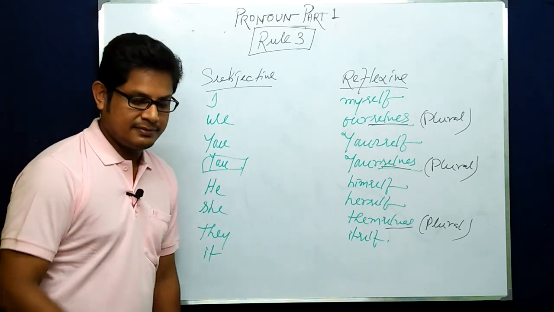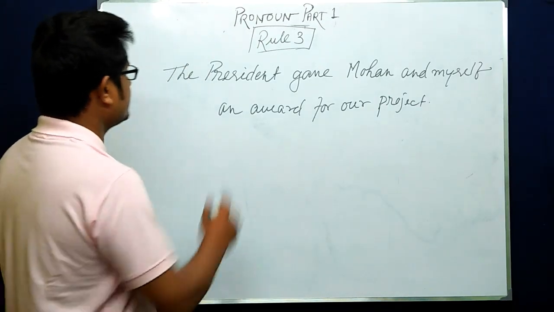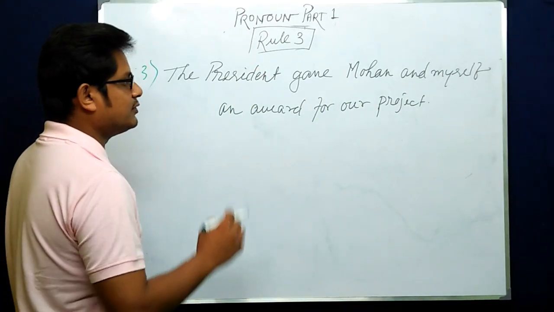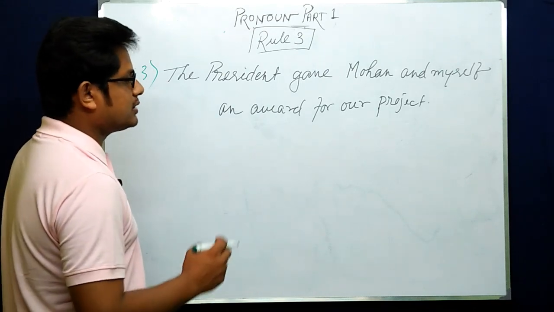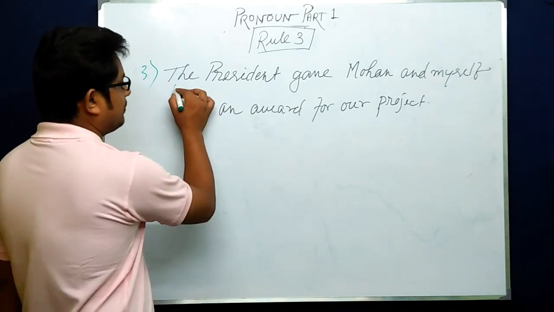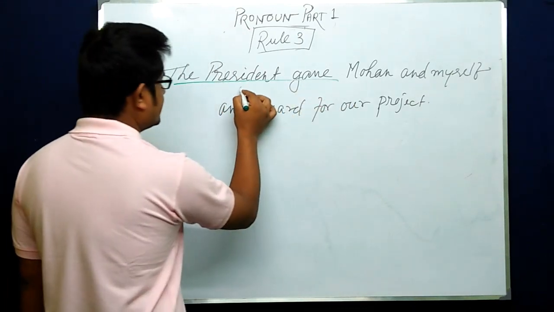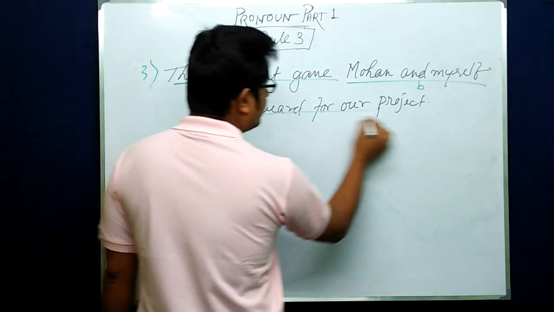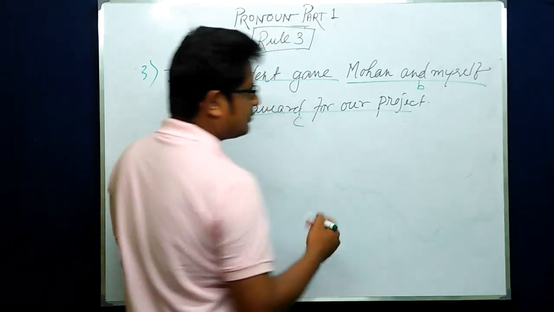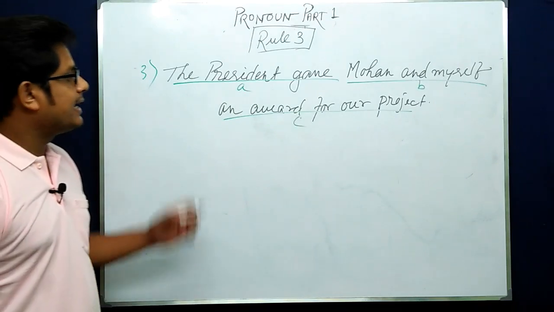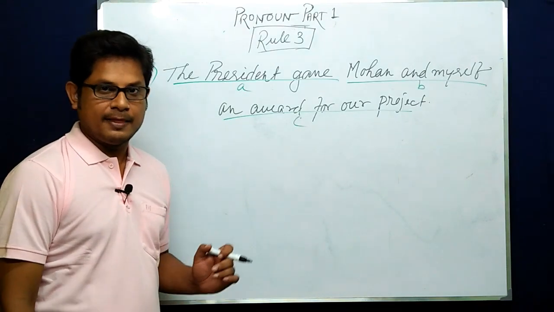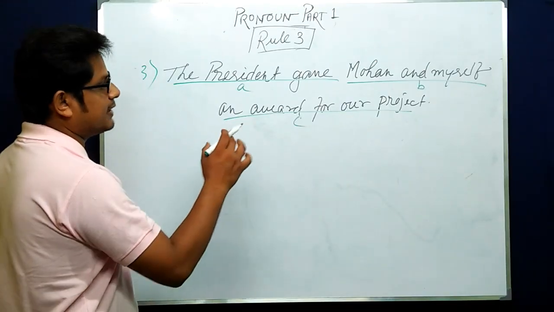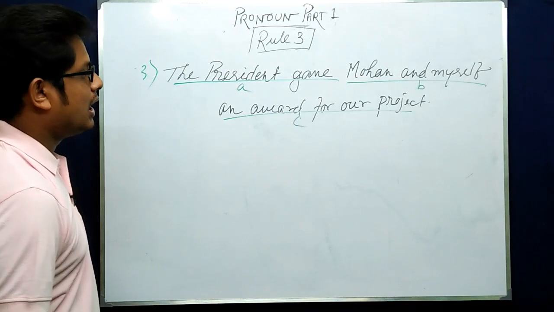Let's see. Okay, so students, this is rule number 3. Another sentence. The president gave Mohan and myself an award for our project. The president gave, this is A, Mohan and myself, this is B, an award for our project, C, and D is no error. So again, this sentence has an error, and usually you get such sentences in your exam paper.